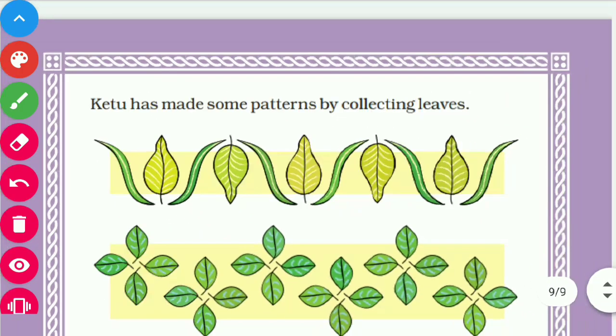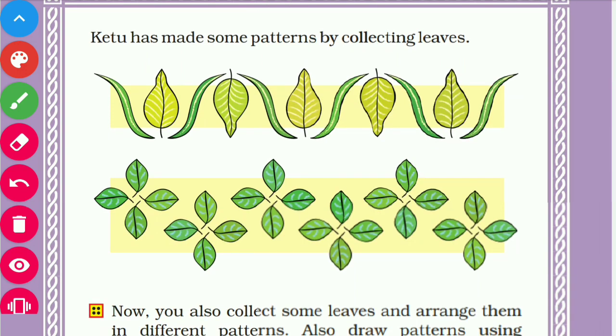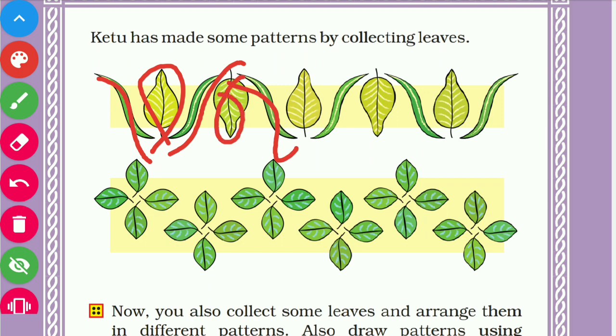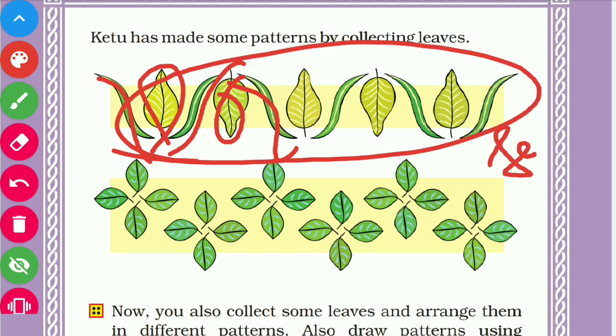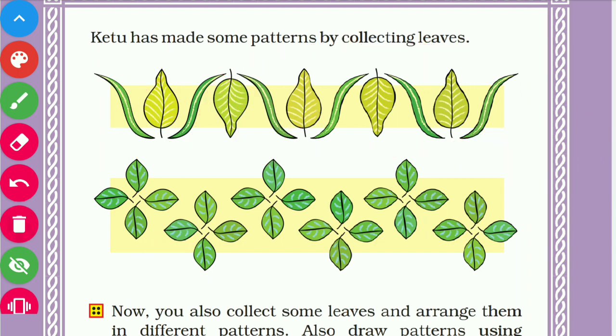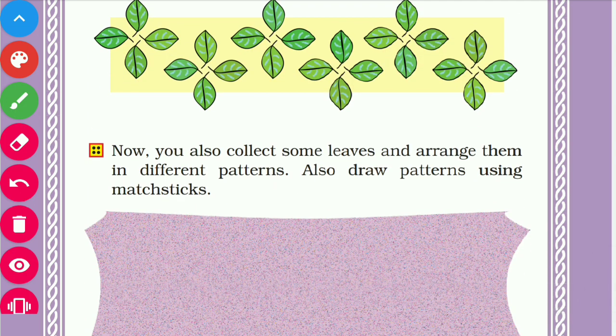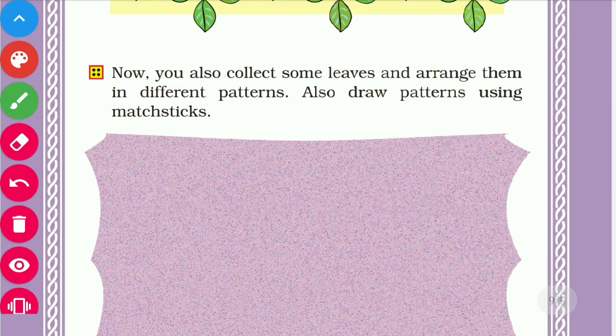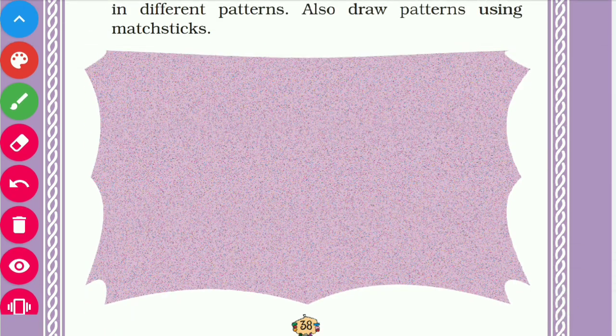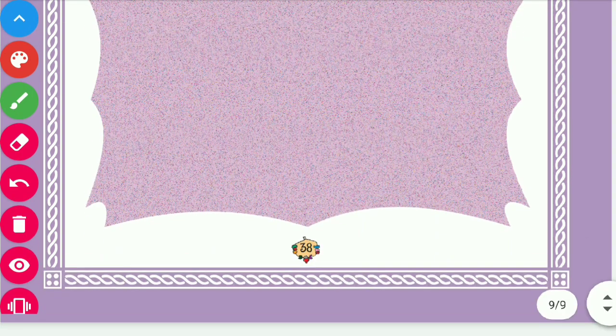Now come here. These are the leaf patterns. Leaf patterns are very easy, as you can see here. This kind of leaf, this kind of leaf, this kind of leaf. You have to make it this way. These are sari borders. You can say this way. It is sari borders. So these patterns you make in your drawing copies whenever you find them. Ketu has made some patterns by collecting leaves. Now you also collect some leaves and arrange them in different patterns. Also draw a pattern using matchsticks. I have already done this with matchsticks. You can paste leaves here to make some patterns. Whichever way is suitable for you, you can do it.